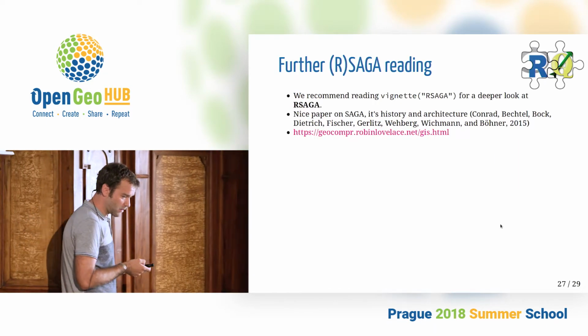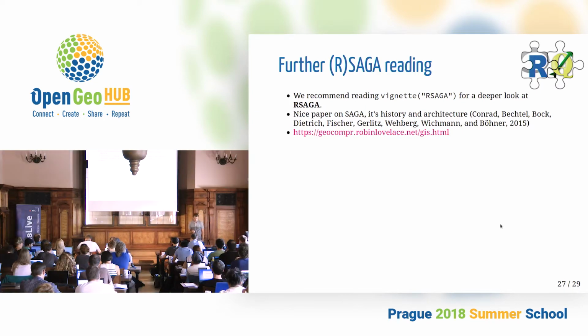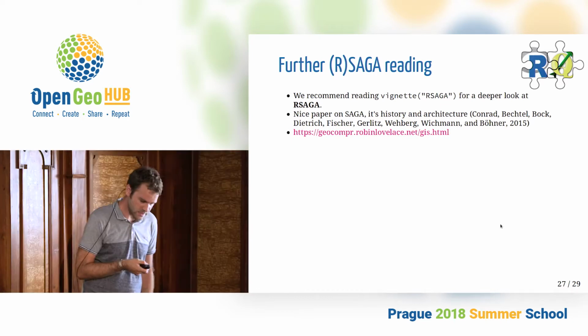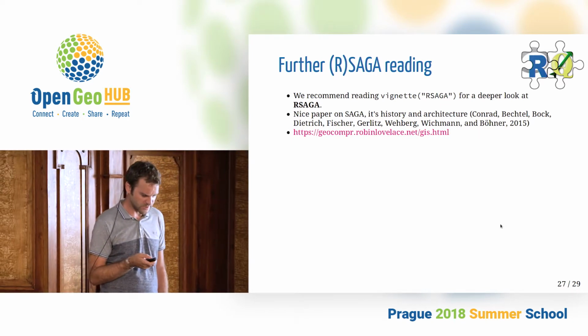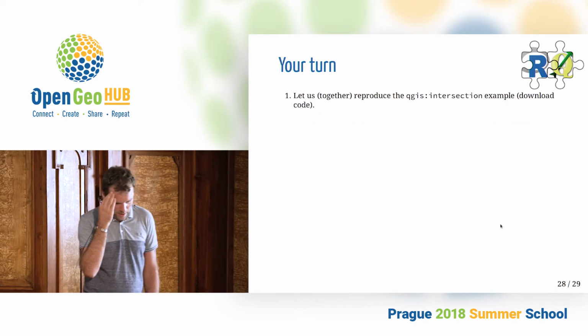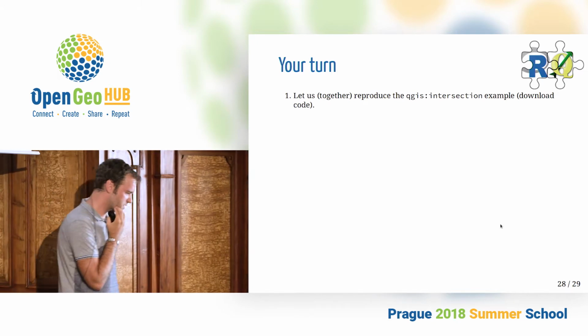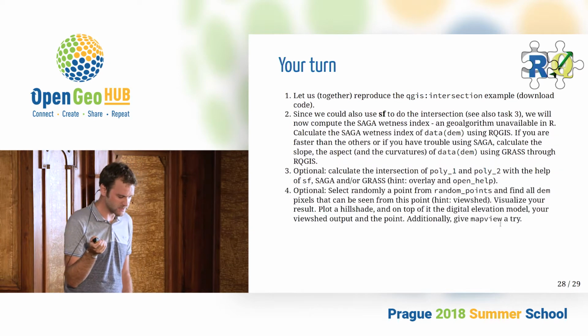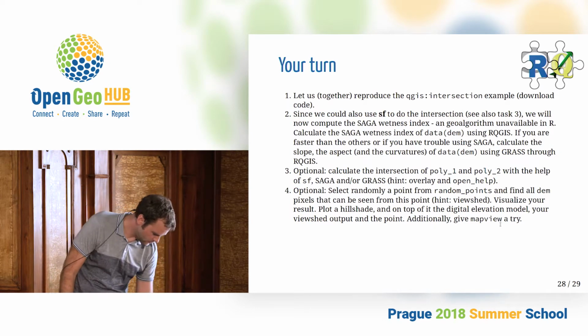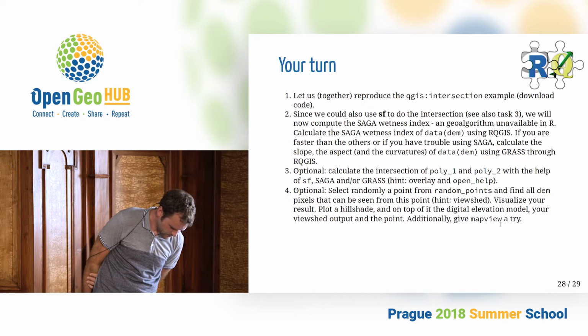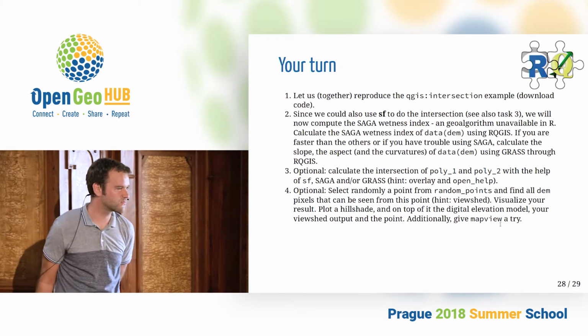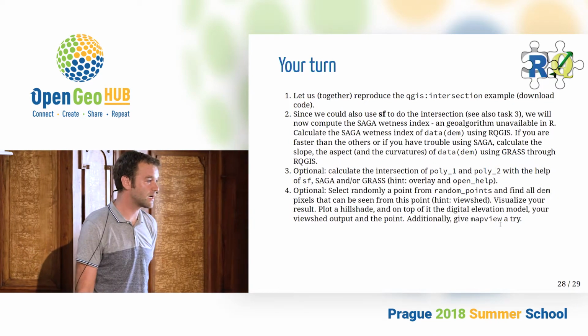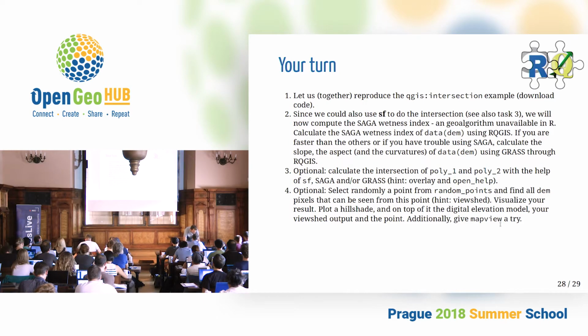Have a look at the RSAGA vignette for a deeper look at RSAGA. There's also a nice paper from Olaf Conrad et al. Olaf Conrad is the main maintainer of the SAGA GIS software, and you can also read a bit more about this in our R-GIS Bridges chapter. And now I would suggest that you just run the code or have a look at the code. There are also a few exercises, and what's the time? I think you can have a look at this for 10 or 15 minutes, and if you have any questions, just ask me.